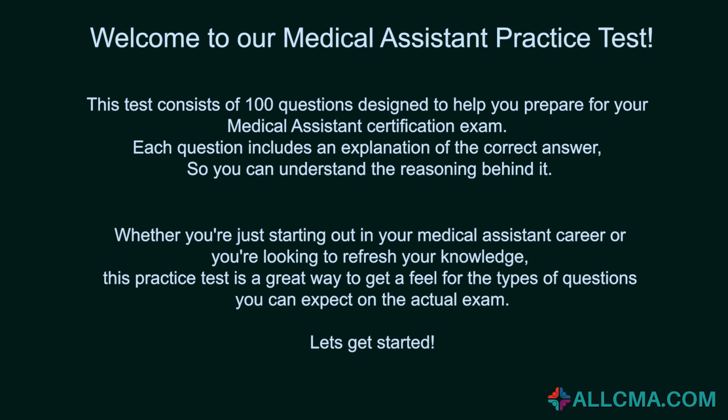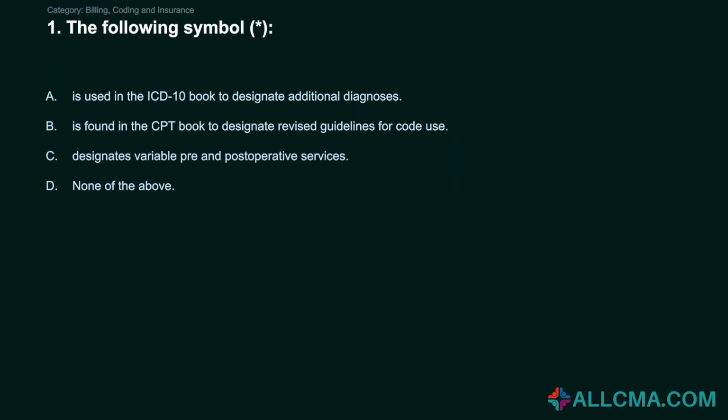Let's get started. 1. The following symbol, asterisk. A, is used in the ICD-10 book to designate additional diagnoses. B, is found in the CPT book to designate revised guidelines for code use. C, designates variable pre- and postoperative services. D, none of the above.